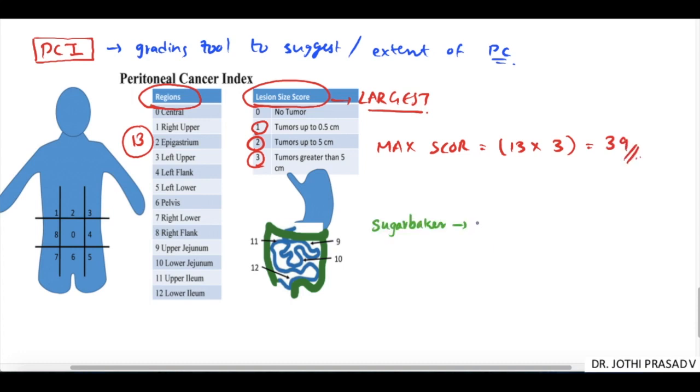Sugarbaker in his study determined that when PCI is less than 10, the 5-year survival rate is approximately 50%, and when PCI is 11 to 20, the 5-year survival rate reduced to 20%, and when PCI is greater than 20, it is almost 0%. Thus, PCI can also be used to know the survival rate of the patient.